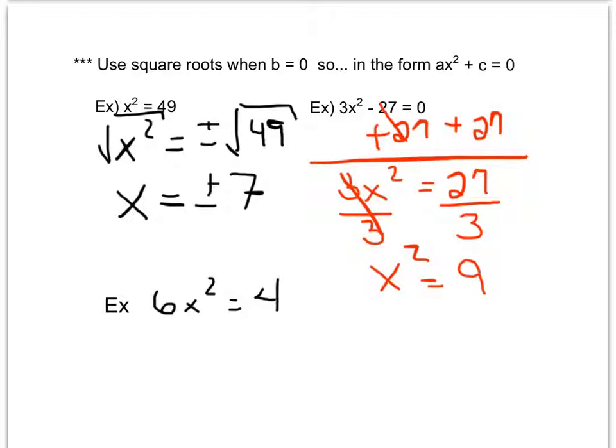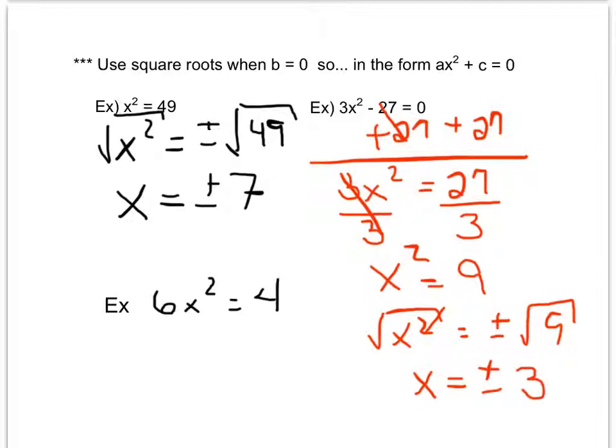All I have left to do to get x by itself now is to get rid of that square. I can do that by taking a square root, again remembering to take both the positive and negative square root. So taking the square root of x squared and the square root of 9, my square and my square root cancel, giving me x equals both positive and -3. And again, I can go back and plug those into my original equation to check to make sure they work.